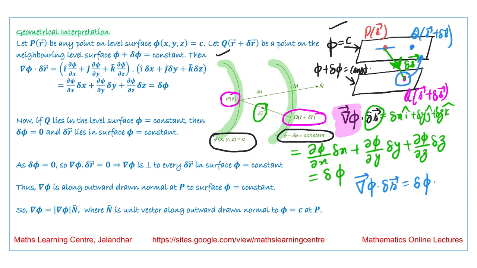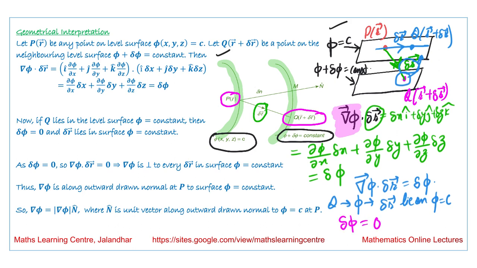Then clearly this vector delta r vector, if Q lies on the surface phi, then we are saying that delta r vector will lie on the surface phi is equal to c. And if it lies on phi is equal to c, it means that we are considering over here that the value of delta phi is equal to 0.